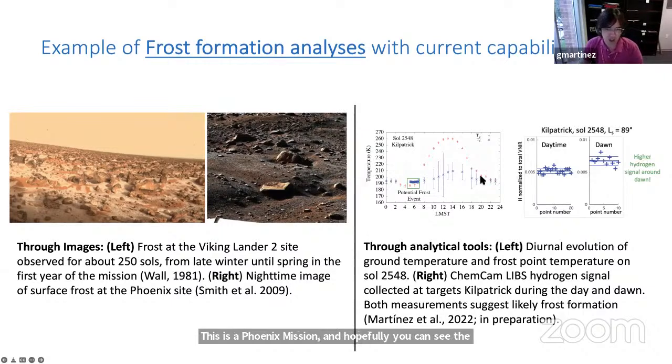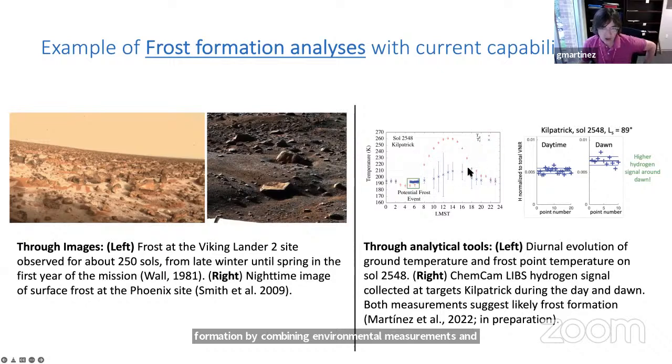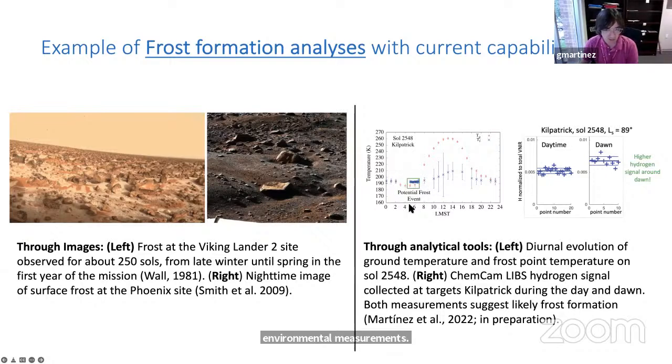On the right, what I'm showing are interesting results for the MSL mission. For MSL, we have not imaged frost. But we can identify frost formation by combining environmental measurements and ChemCam LIBS measurements. On the left figure, using environmental measurements, the ground temperature fell below the frost point between 4 and 6 a.m. on a certain sol. So this is indicating a potential frost event.